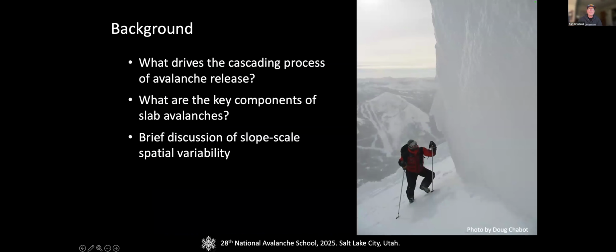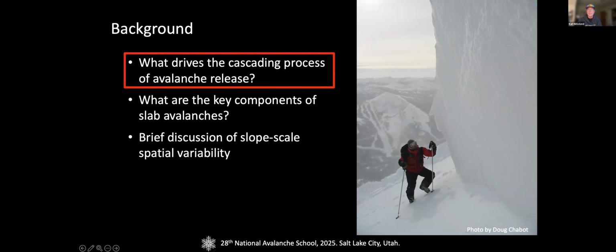So, we're going to start out with just a little background. First thing is what drives the cascading process of avalanche release. Second is a few key components of slab avalanches, and then a brief discussion of slope scale spatial variability before we actually talk about the release process. So let's start with what drives the cascading process of avalanche release.